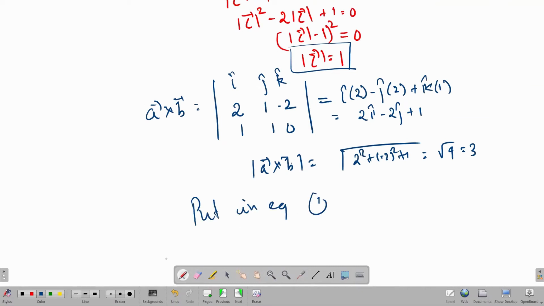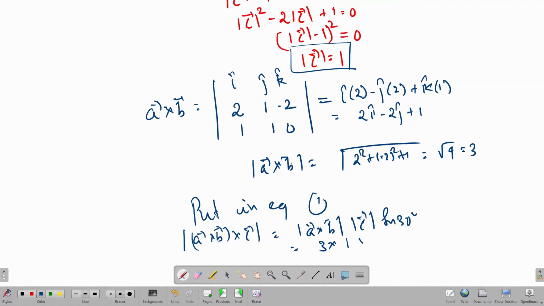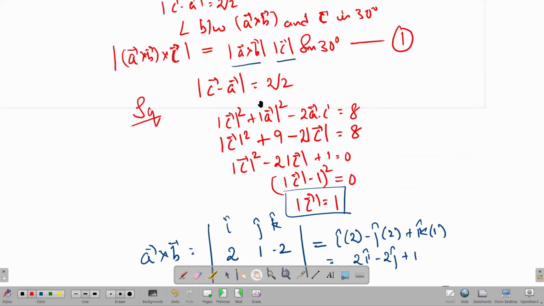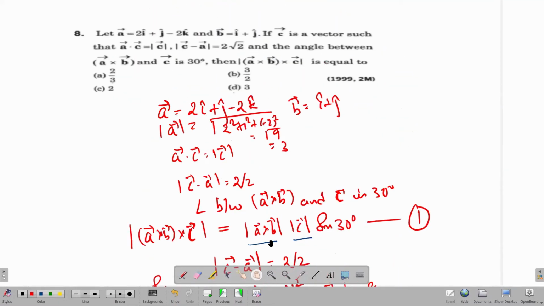So what I get, I have to find this. I'm just substituting the values. This is 3, this is 1, and this is 1 by 2. So my answer is 3 by 2. So my correct option is option B.